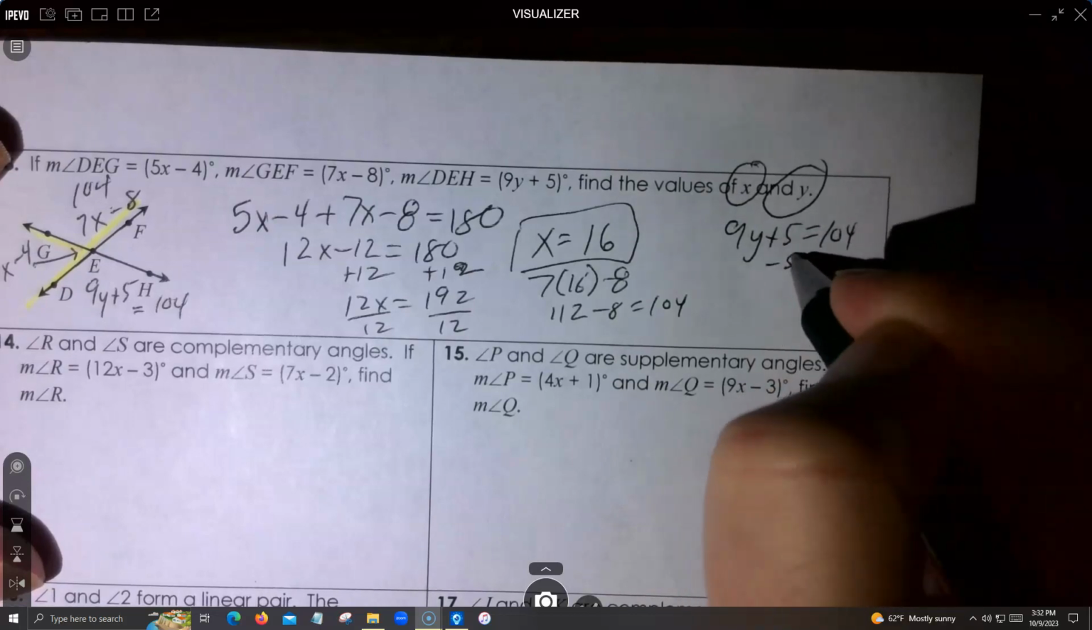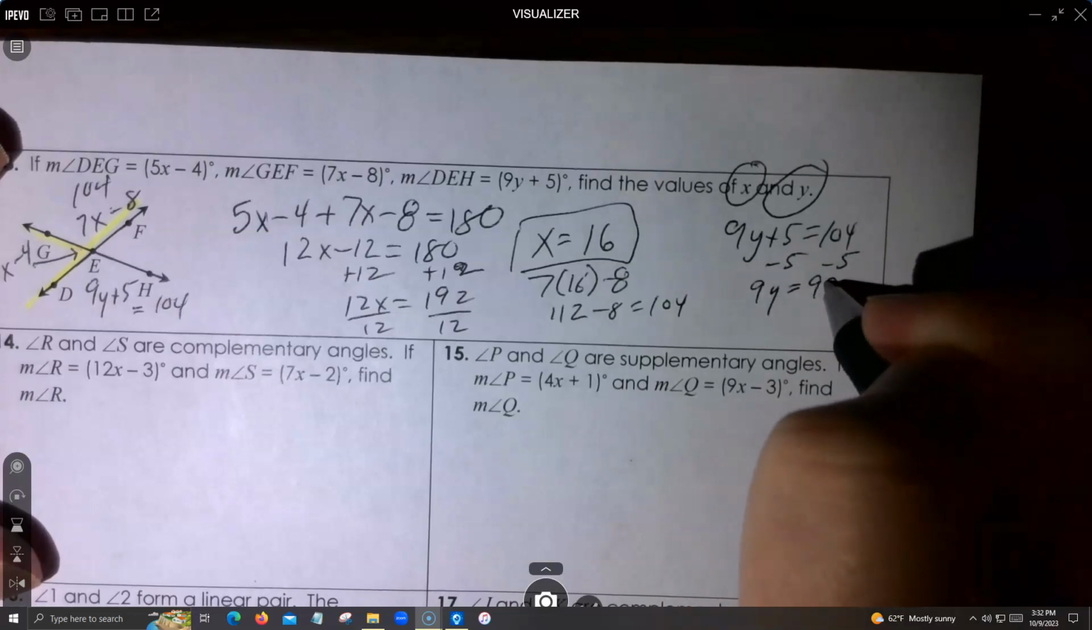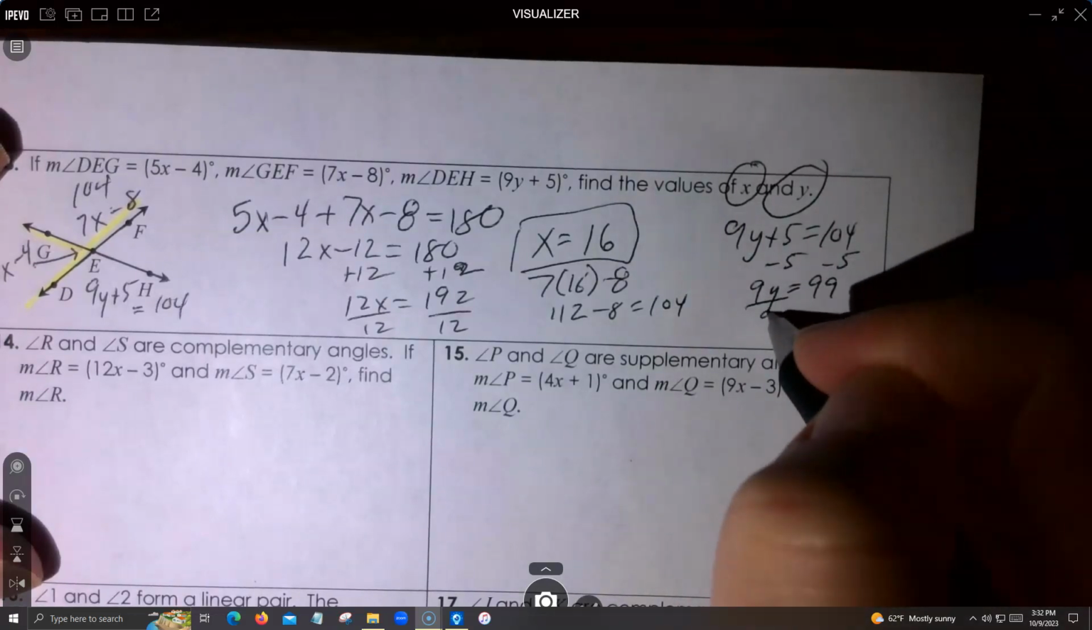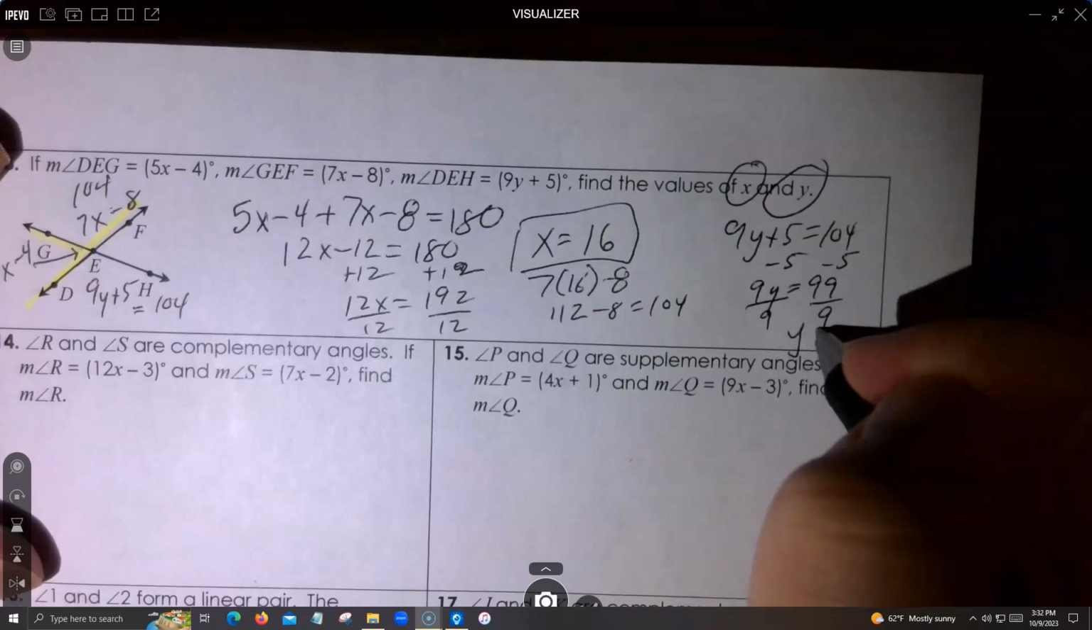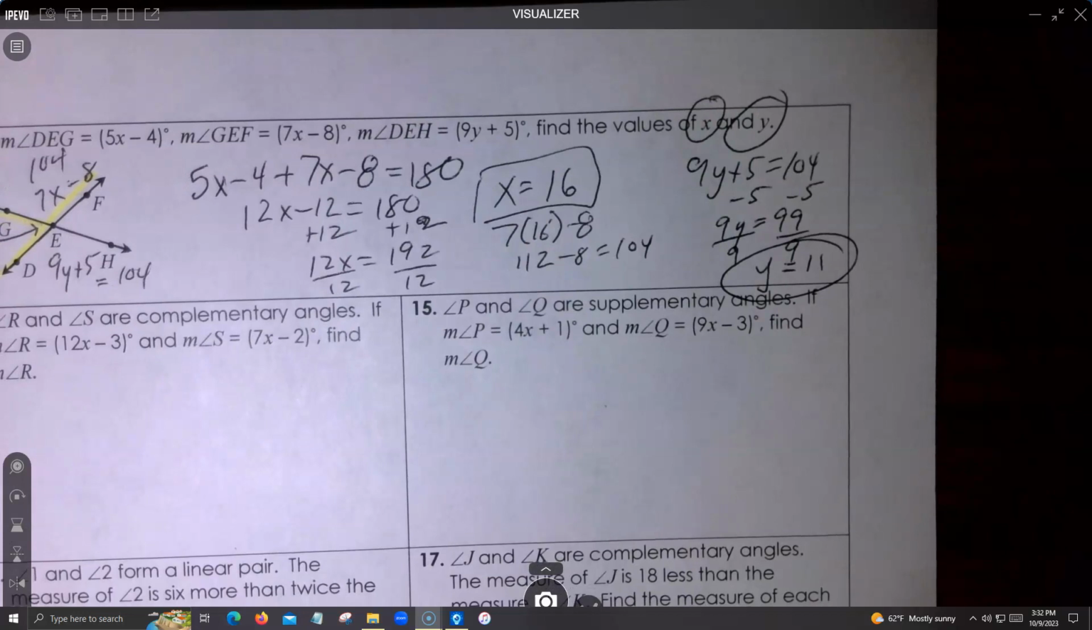This is a great question for SATs. They love to do questions like these because it mixes the variables. All right, so y is equal to 11 when I do the math. And now I've got the two variables.